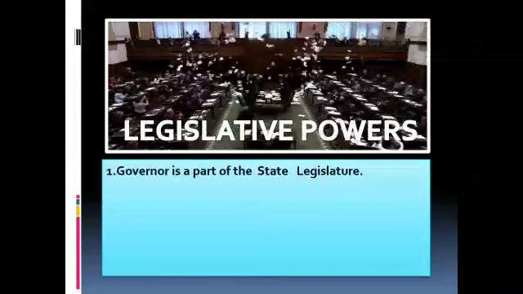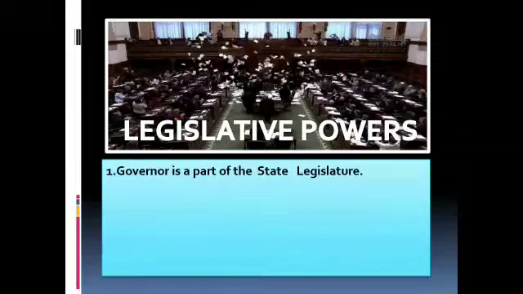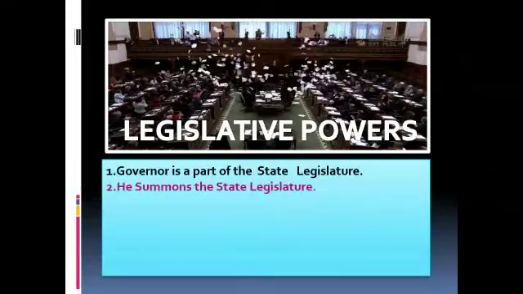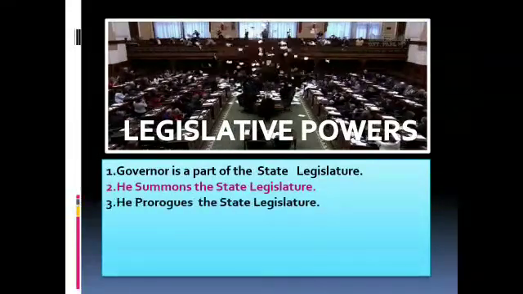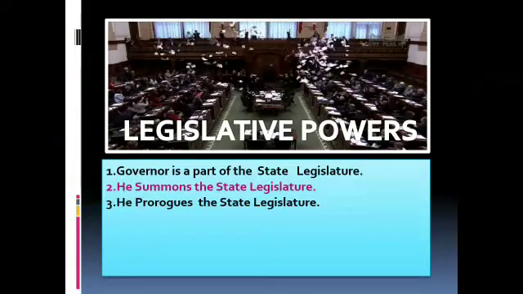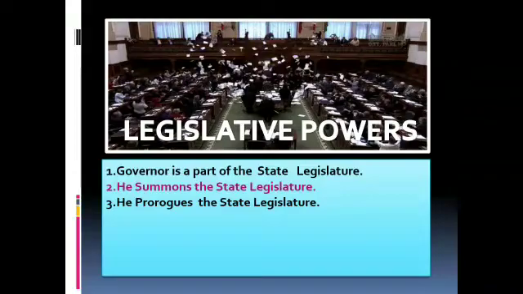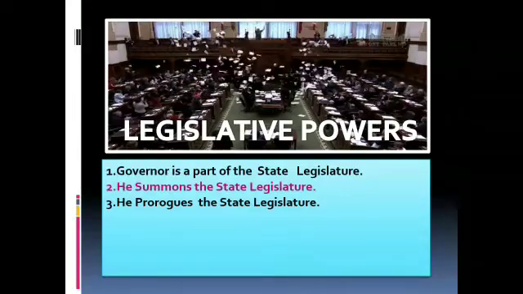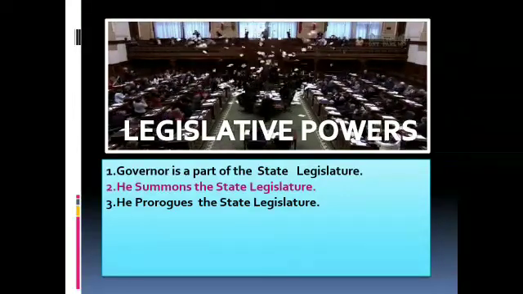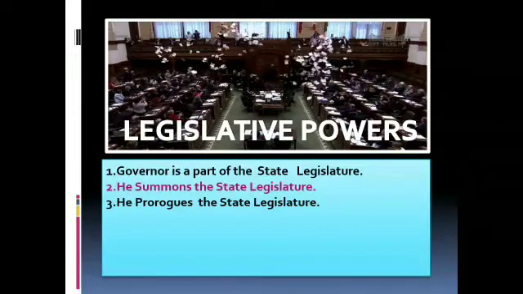And next comes the legislative powers, or the lawmaking body. So he is a part of the state legislature. The governor summons the state legislature as well as he prorogues the state legislature. Summon means beginning of the session only by the governor of the state, and ending of the session of the state legislature, only by the governor.